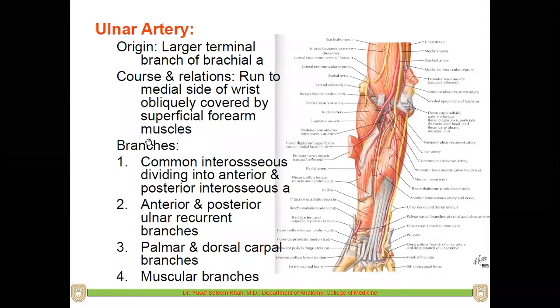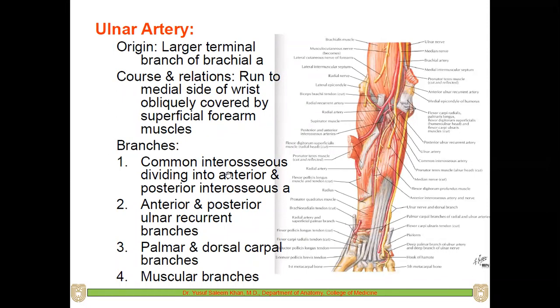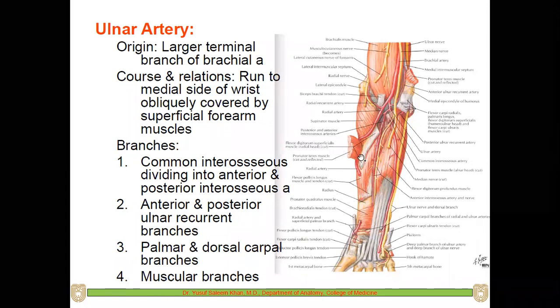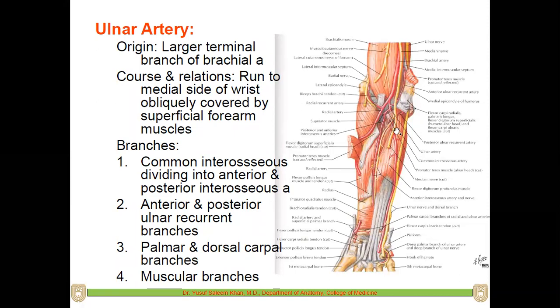Okay. What are the branches it will be giving? It will be giving some very important branches. One is called the common interosseous artery. If you see here, it is giving one important branch called the common interosseous. Okay, very important branch. This will later divide into anterior interosseous, and the posterior interosseous will go behind.